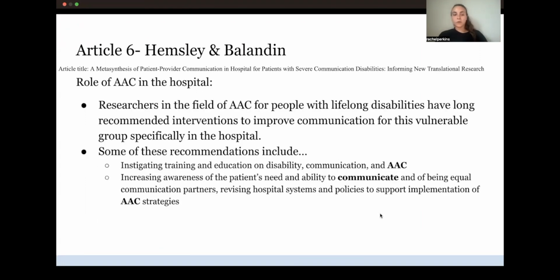Also, my article looked at researchers in the field of AAC. They gave recommendations to improve communication in the hospital, and some of these recommendations include instigating training and education on disability communication and AAC, increasing awareness of the patient's need and ability to communicate and of being equal communication partners, as well as revising hospital systems and policies to support implementation of AAC strategies.